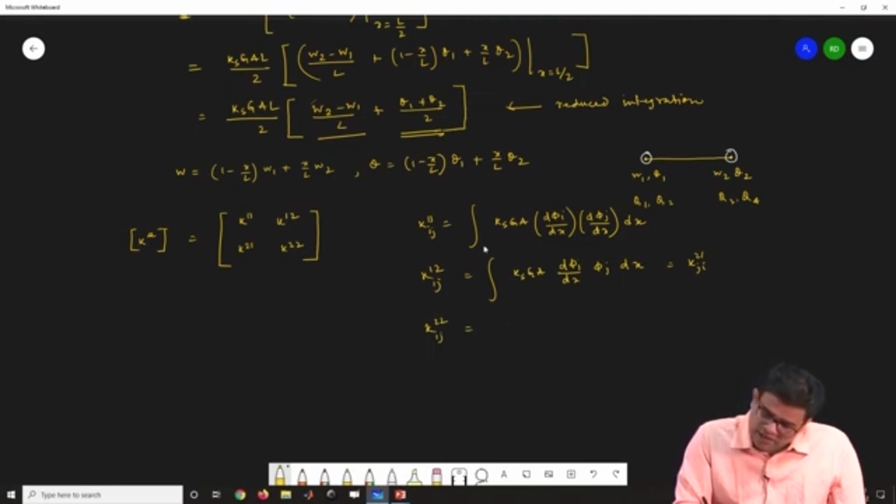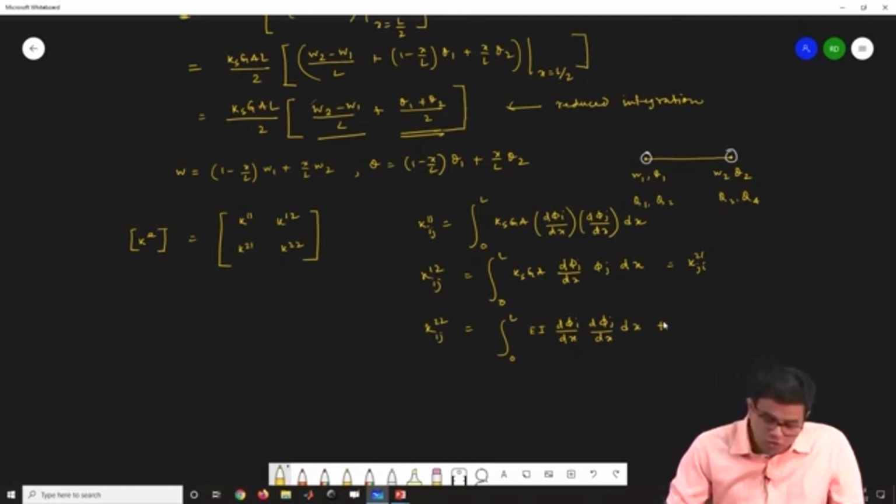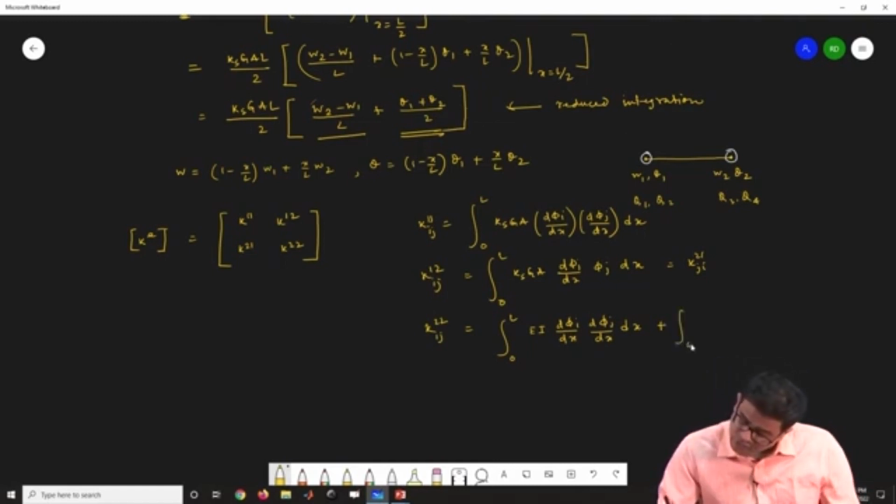So this is from 0 to L. Now the first term in K22 will be having a bending term, that is E I d phi i dx and d phi j dx, and this is the first term. Then the second term is coming from the shear contribution, that is Ks G A phi i phi j.